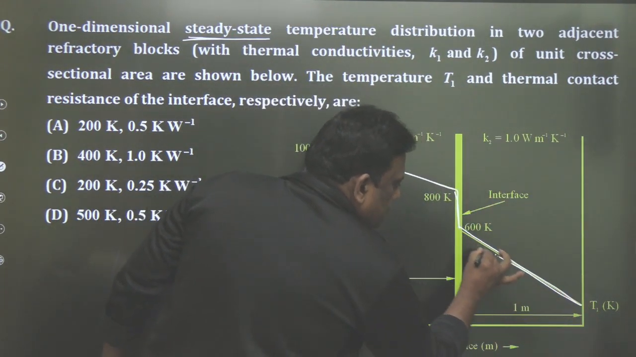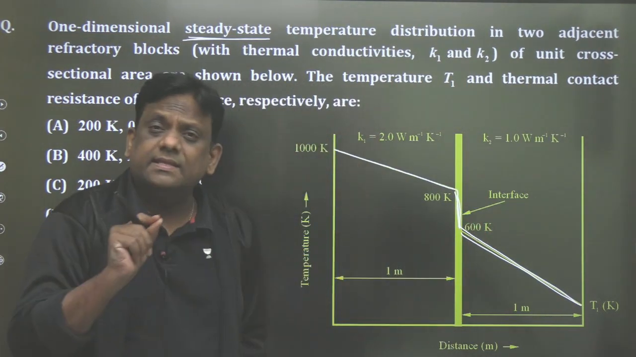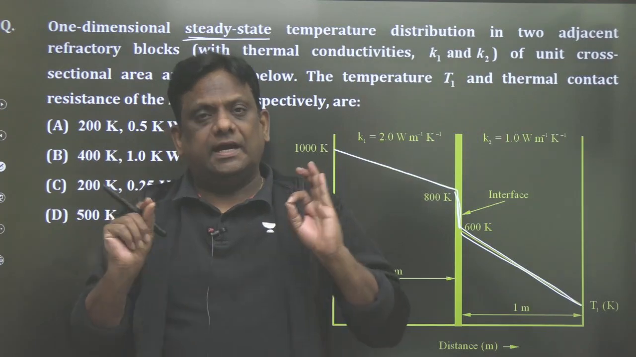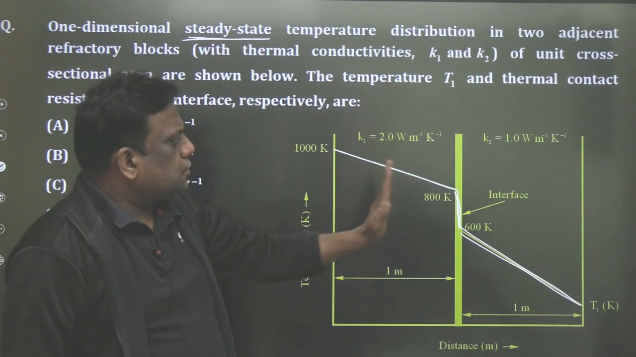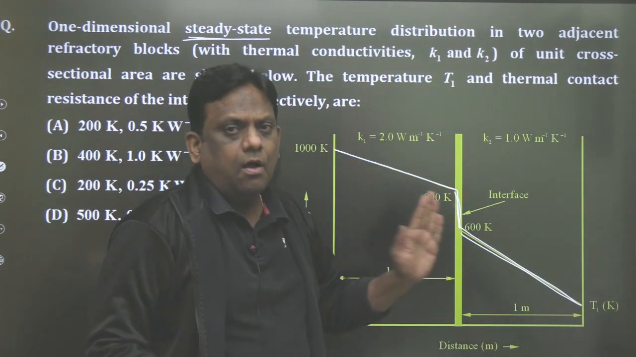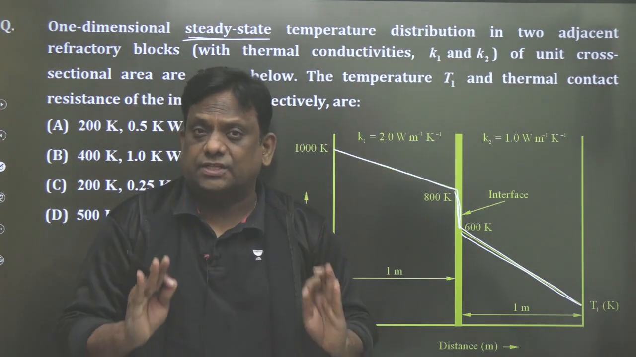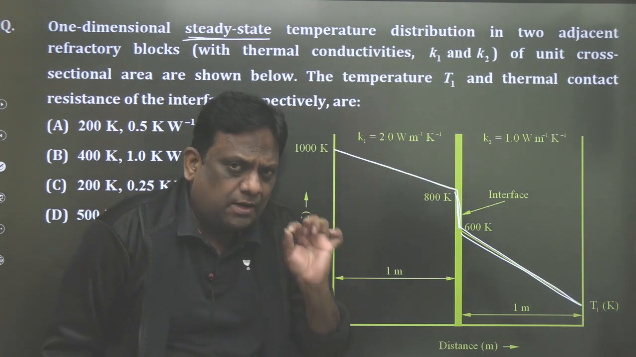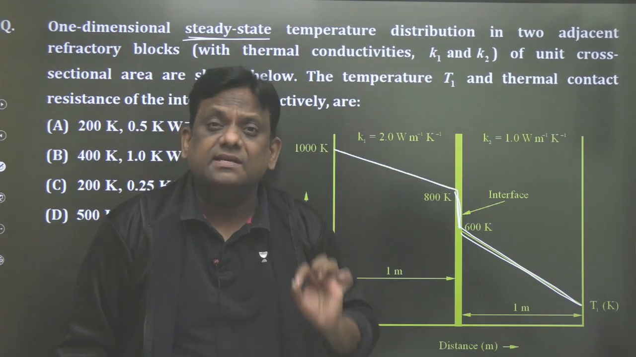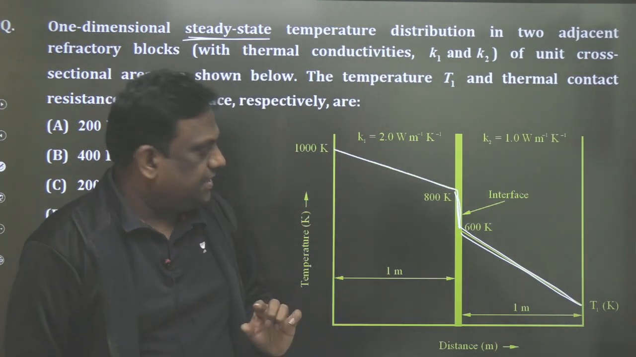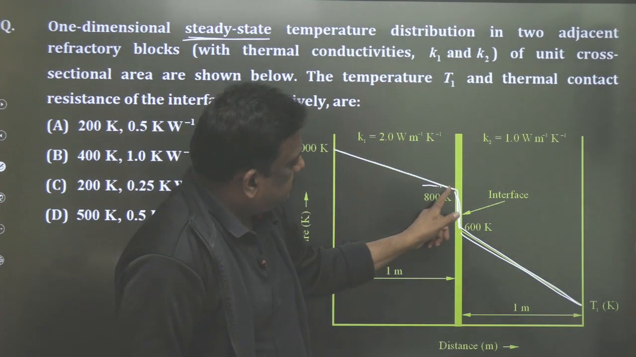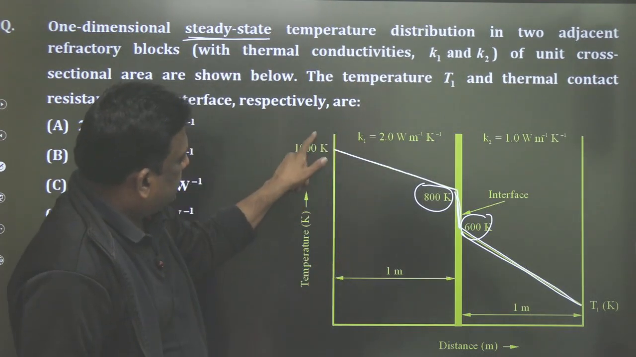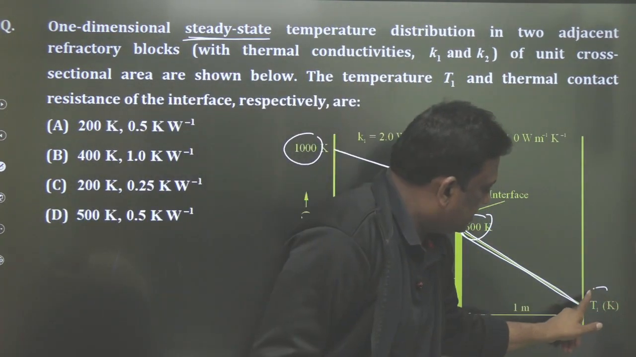Clearly, whenever there is a thermal contact resistance, the temperature profile is not continuous. What do you mean by continuous? On the left side and the right side of the interface, temperatures are not the same. That is the meaning of continuous and discontinuous. So because of thermal contact resistance, the temperature profile is discontinuous. On the left side, it is 800. On the right side, it is 600. On this side, it is 1000. On this side, it is T1.